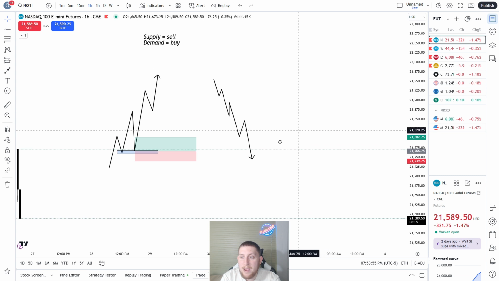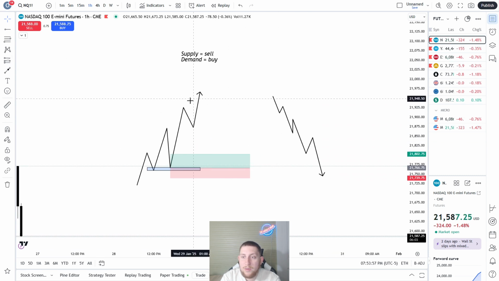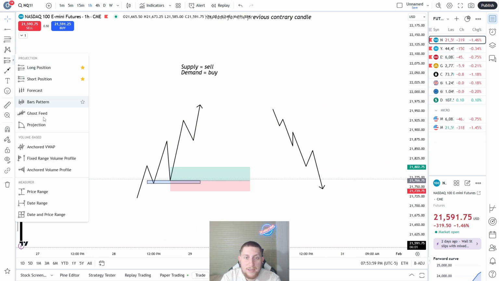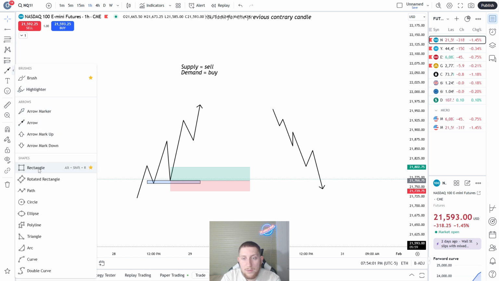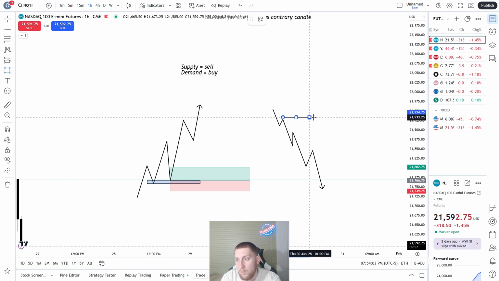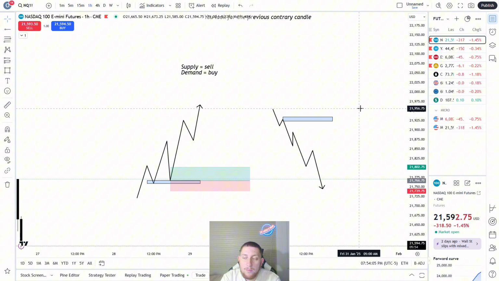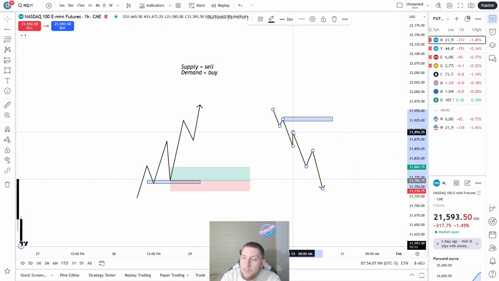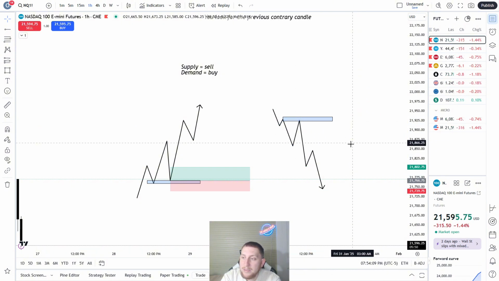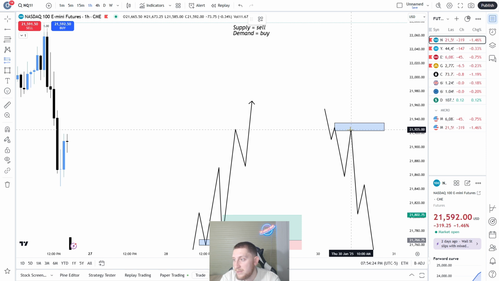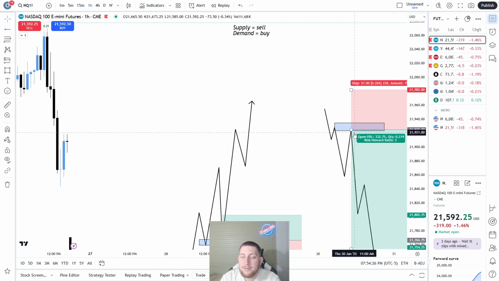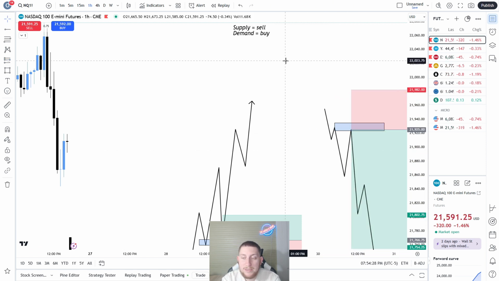Now that we have demand right there, let's go ahead and do this. So just say this is a level of supply. Let's go ahead and do this right here. What would we wait to do? We would go ahead and wait for the pullback into there, and we would go ahead and sell from there right when price taps into that level. So do you guys get it?